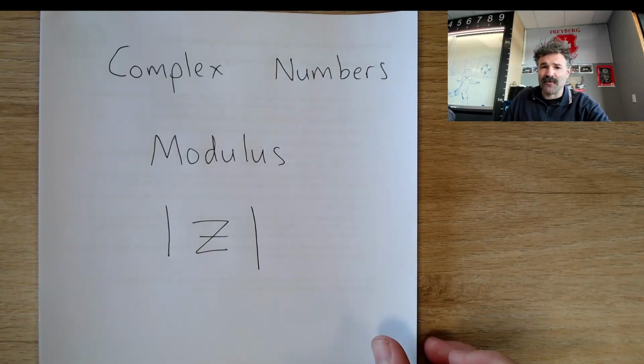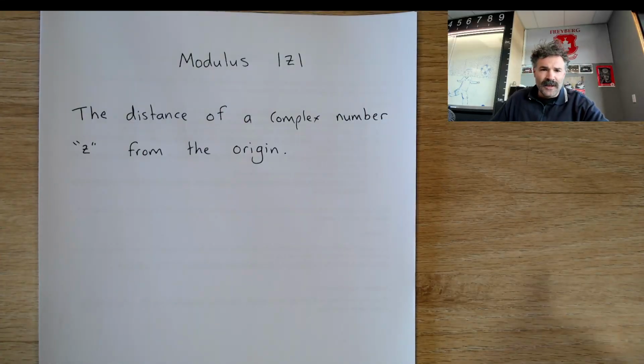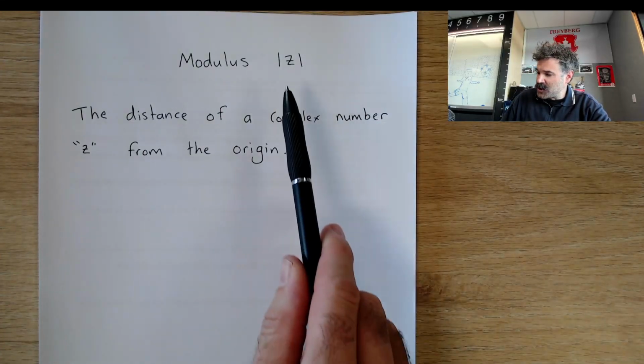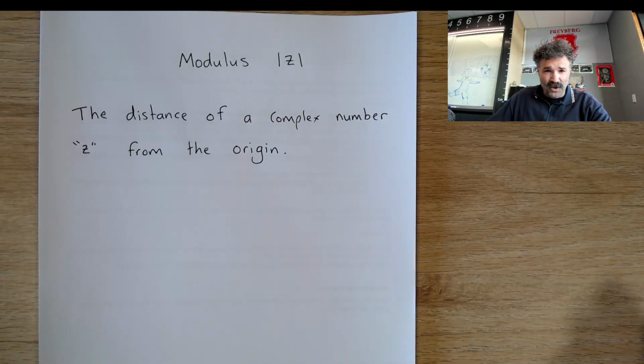Of course, we're in the topic of complex numbers. So what is the modulus? Well, by definition, the modulus, which we denote with these little absolute value signs, is the distance of a complex number, which we use Z to represent. It's the distance from the origin.